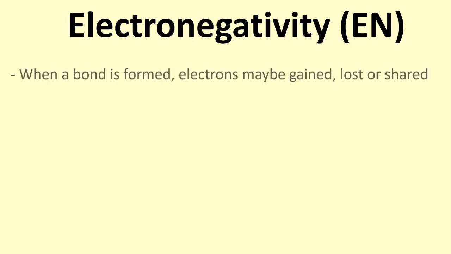So now we're going to spend some time looking at an idea called electronegativity, and we shall define electronegativity to help us with this particular lesson. So here we go. When a bond is formed, electrons may be gained, lost, or shared. We're actually interested in the sharing one now.